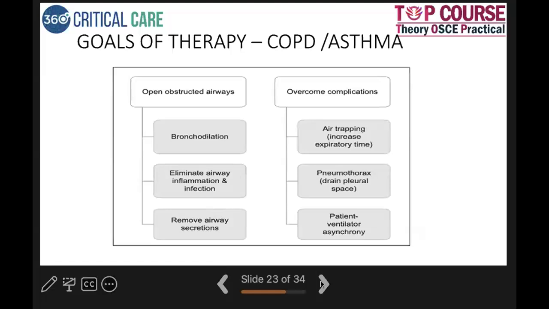If there is autopeep, dynamic hyperinflation, you are going to adjust the ventilator setting. If there is a pneumothorax, you try to relieve that resistance so that the pleural pressure is coming down. And you also address the patient ventilator asynchrony by means of sedating, paralyzing the patient, and keeping the appropriate modes of ventilation. So first you clear out the obstructed airway, the basic steps.